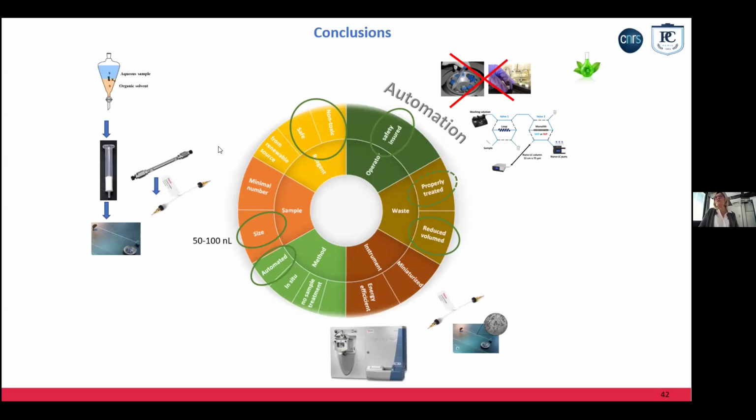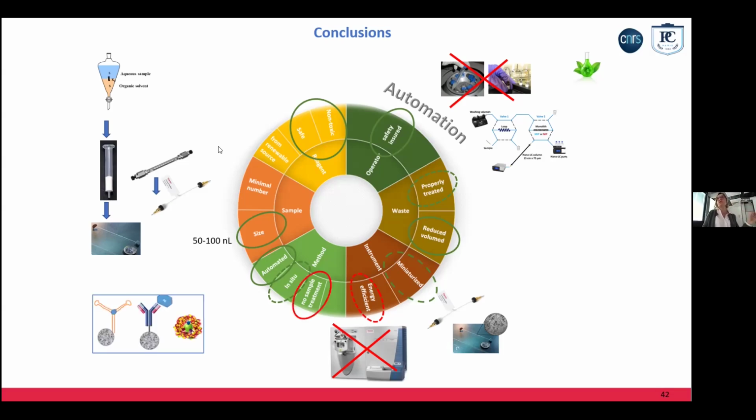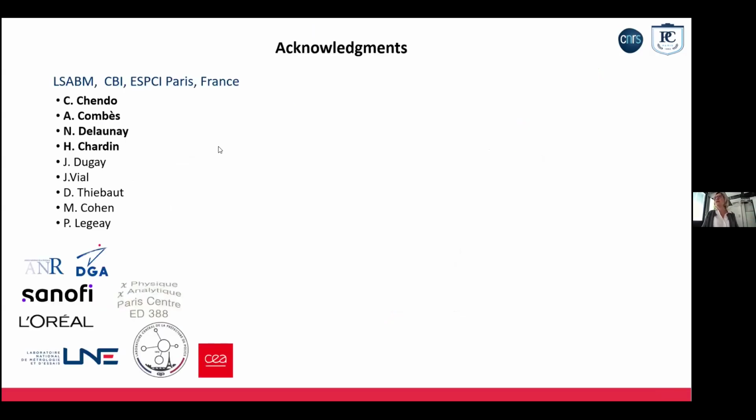It's very easy to render your method very green, but you have to obtain a method that is as performant as the ones that need other solvents. The problem today is that it is sometimes quite difficult to remove LC-MS from the system because you need the sensitivity of LC-MS. But I showed you a previous example that it can be possible. For this, we need very specific tools such as antibodies, aptamers, imprinted polymers, and this is why you are working every day in the lab.